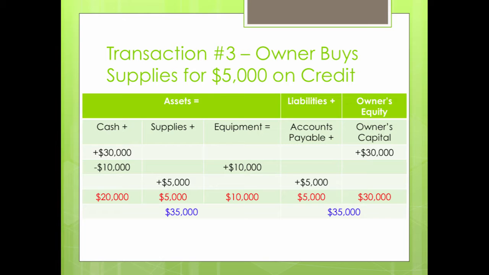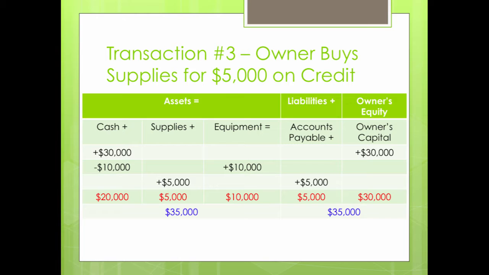Ask yourself a question again. Which component of the accounting equation is affected by this event? Well, supplies is an account in the assets account. So supplies is part of the assets component of the accounting equation. And so now that you know it's in the assets component, ask yourself the next question. Which account within the accounting equation component, in this case assets, should the transaction be recorded?